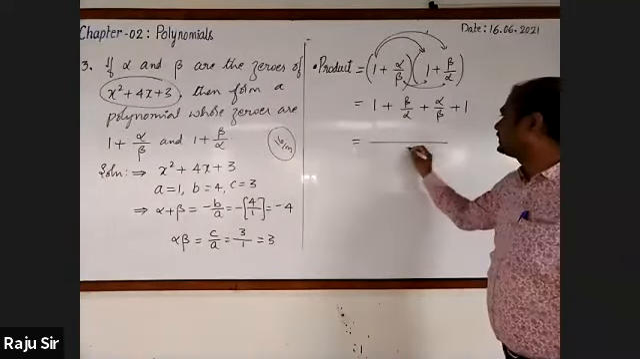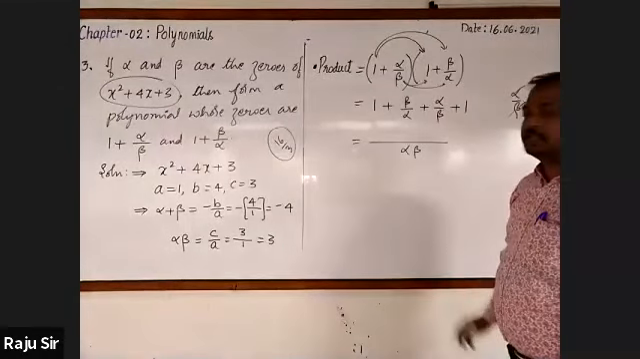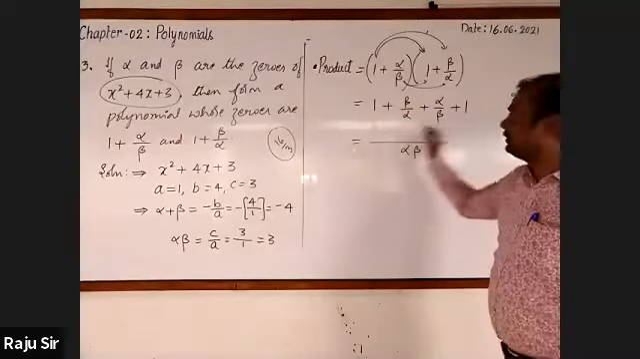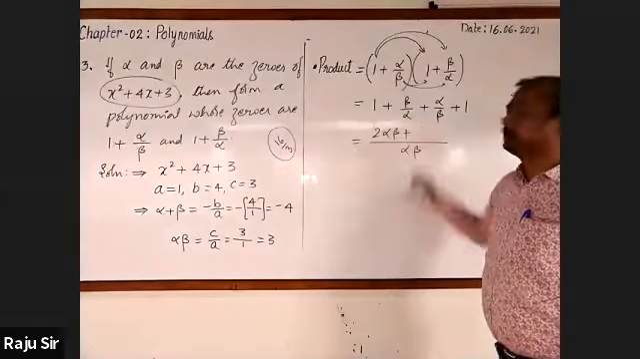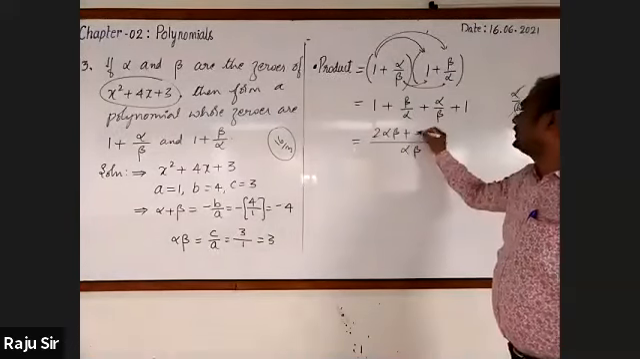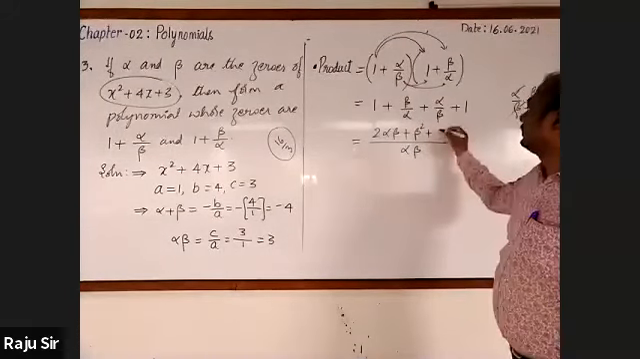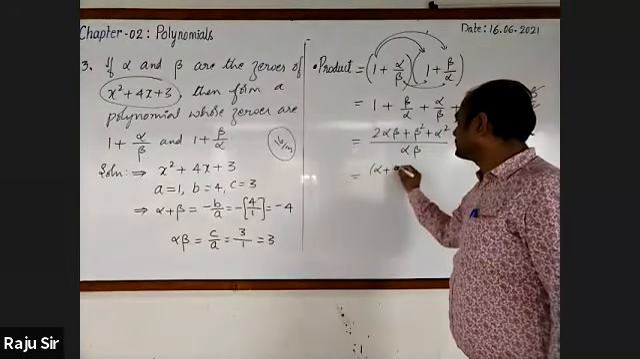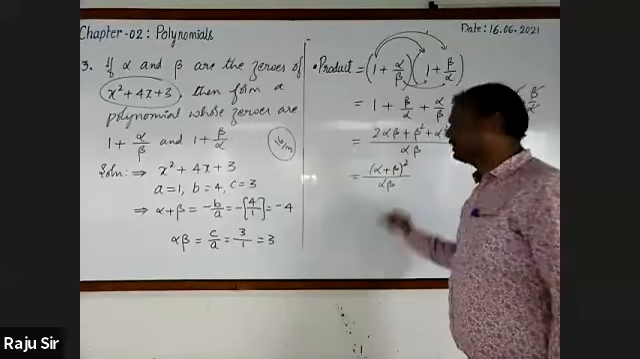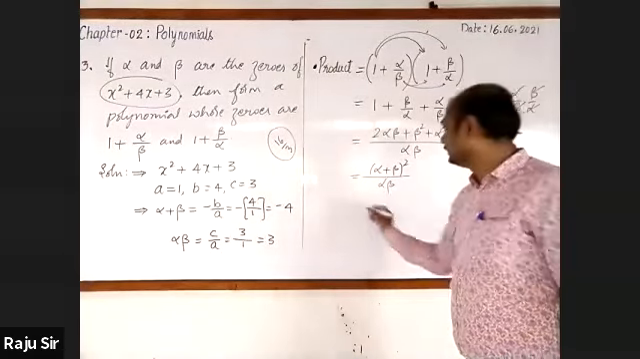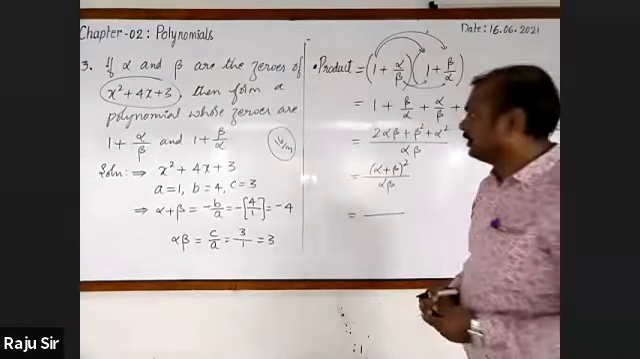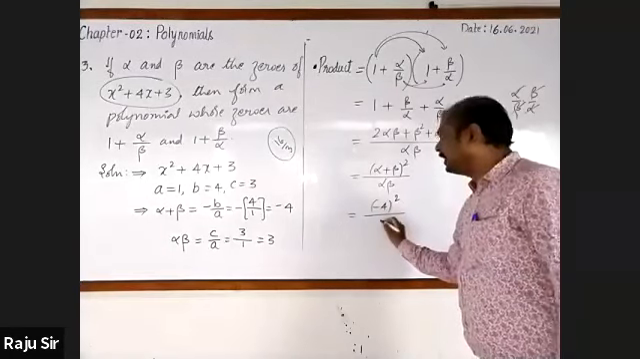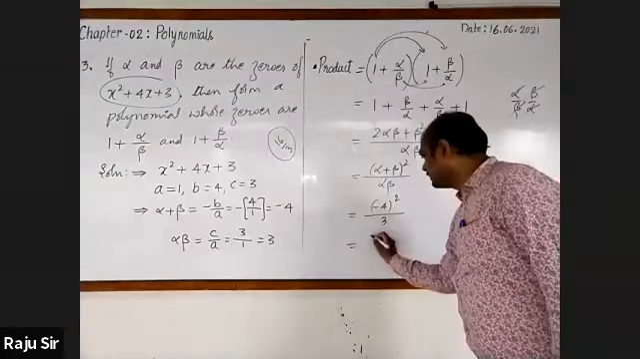Directly I'll go for taking the LCM. Alpha beta is the LCM. Multiply with the first term, it is alpha beta. Last term, alpha beta. This will be 2 alpha beta. With the second term, it is beta square. Third term, alpha square. This is equal to (alpha plus beta) whole square by alpha beta. Again, we got the same, even for the product. Where alpha plus beta is minus 4, whole square, and alpha into beta is 3. This is 16 by 3.